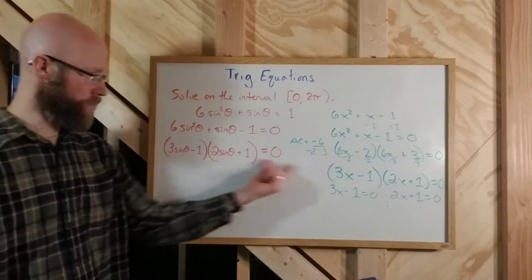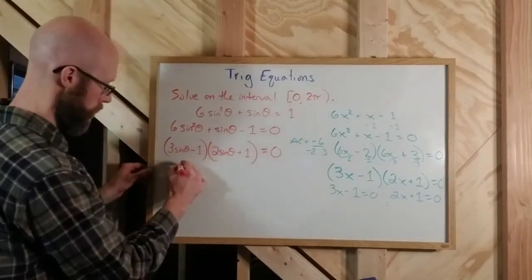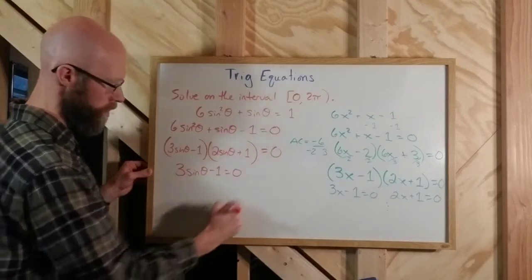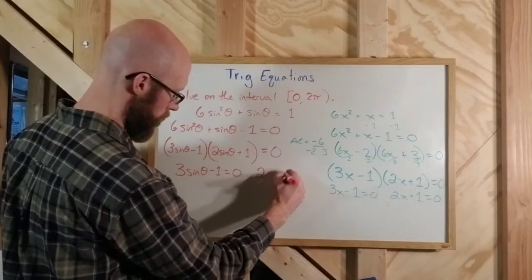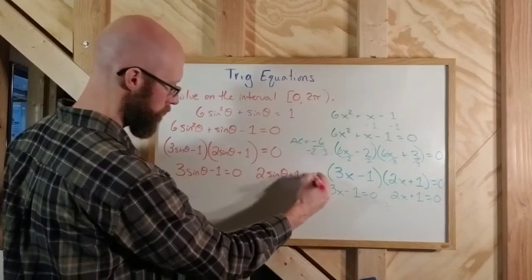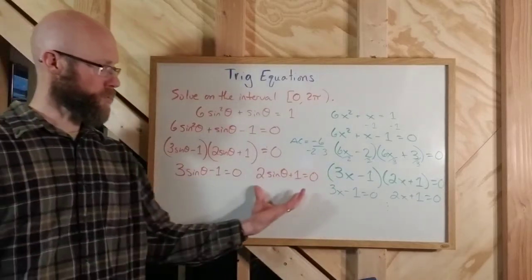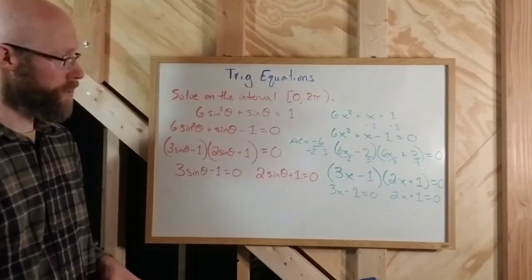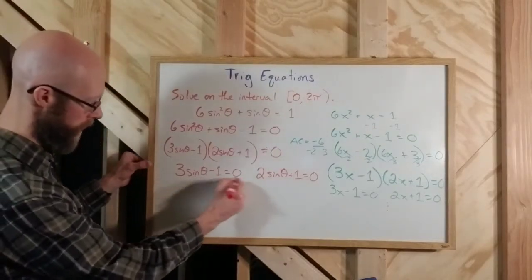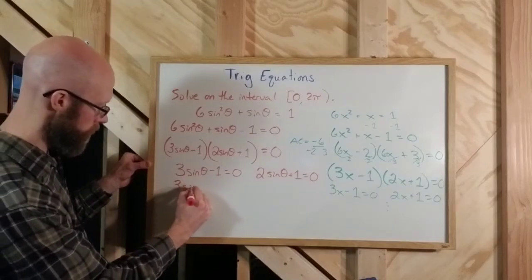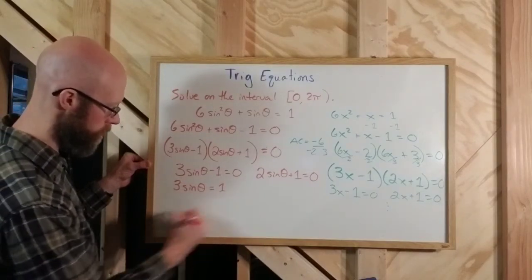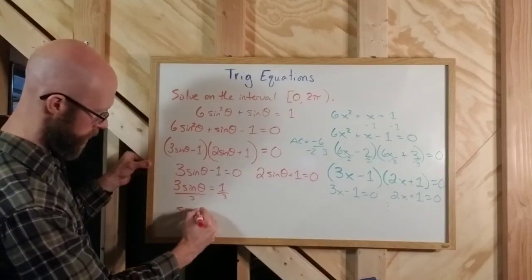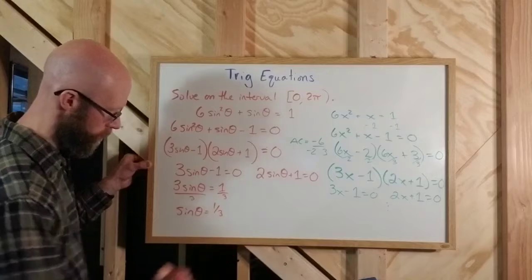Then I take each of those factors and set them equal to 0. So I have 3 sine theta minus 1 equals 0, and 2 sine theta plus 1 equals 0. And so now I take each of those two equations and solve them individually. So here I would add the 1 to both sides. I get 3 sine theta equals 1. Divide out the 3. So sine of theta equals 1/3.